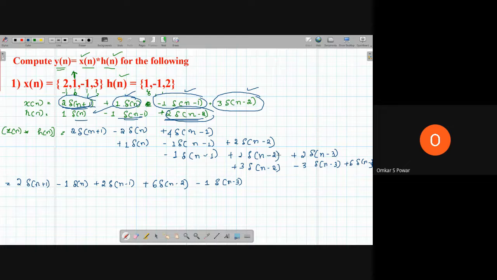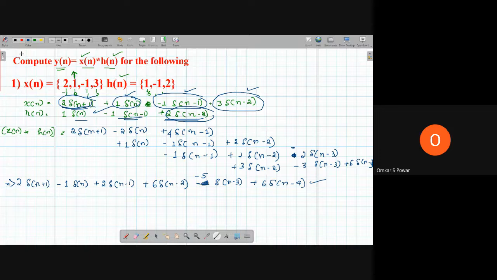So actually I have made a mistake here. This should be minus 2. So this will be equal to minus 5. Okay, then plus 6 of del of n minus 4. So this is as it is. Okay, now how do you represent this in terms of signal?